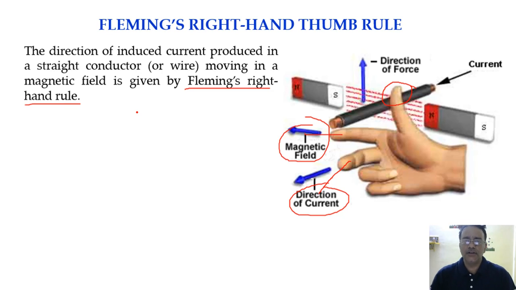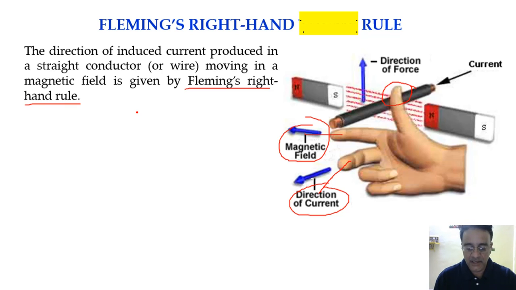और करंट जब इंड्यूस्ड होता है तो किस डिवाइस में होता है? जनरेटर में होता है. So Fleming's right hand thumb rule we will use in the generator. जहाँ पे करंट इंड्यूस्ड हो रहा है वहाँ पे हम लोग राइट हैंड थंब रूल यूज करेंगे. और जहाँ पे हम लोग को डायरेक्शन ऑफ फोर्स चाहिए वहाँ पे लेफ्ट हैंड थंब रूल यूज करेंगे.